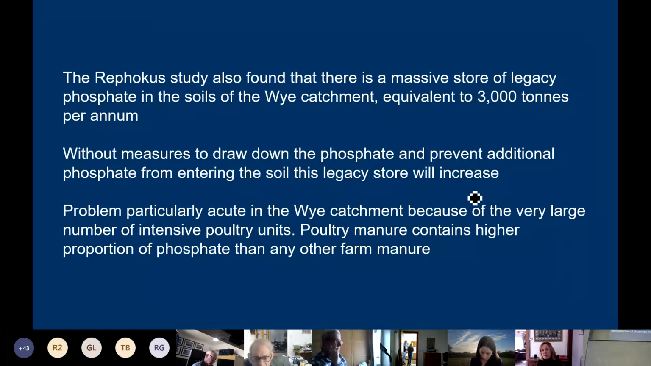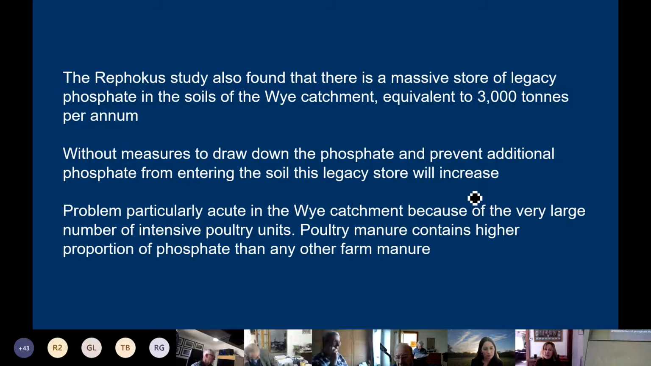And there was further evidence coming out of the Refocus study, and this found that there is a massive legacy store of phosphate in the soils of the Wye catchment, equivalent to 3,000 tonnes every year. And this has accumulated through the excess application of manures and fertilisers, which have not then been taken up by the crops. So Refocus says that without measures to draw down this phosphate and stop applying more phosphate to the land, this legacy store is just going to keep on increasing.